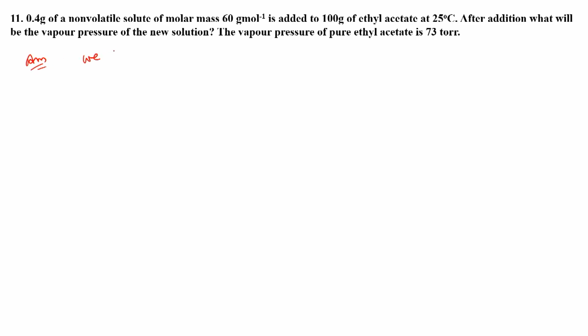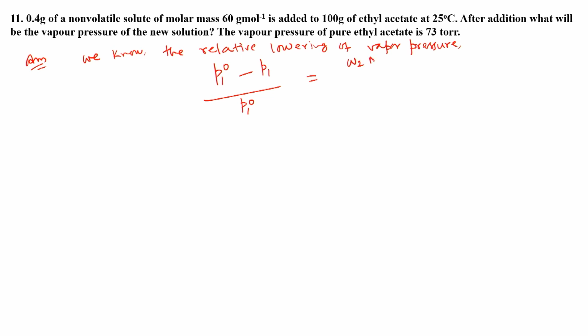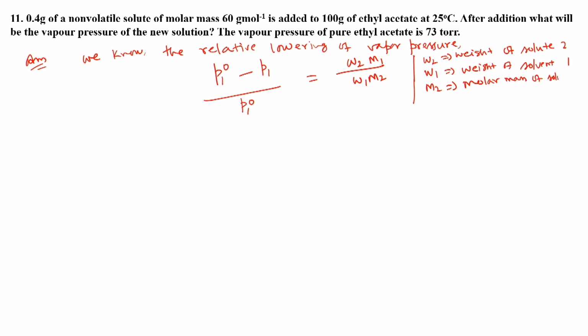Okay. So we know the relative lowering of vapor pressure: P1 naught minus P1 by P1 naught, that is relative lowering of vapor pressure, is W2 M1 by W1 M2, where W2 is the weight of solute, M2 is the molar mass of solute 2, W1 is the weight of solvent, and M1 is the molar mass of solvent 1.